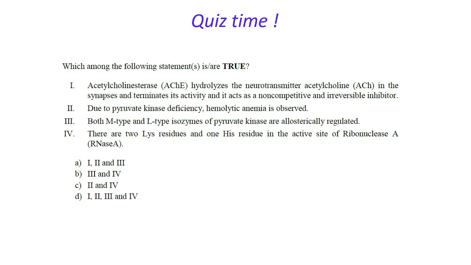Okay. 2 says due to pyruvate kinase deficiency, hemolytic anemia is observed. That is correct. Both M-type and L-type isozymes of pyruvate kinase are allosterically regulated. That is also correct. So 2 and 3 are correct. So the one which says it acts as a non-competitive and irreversible inhibitor, I guess that is also correct.